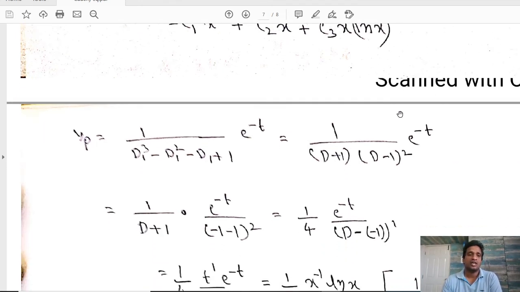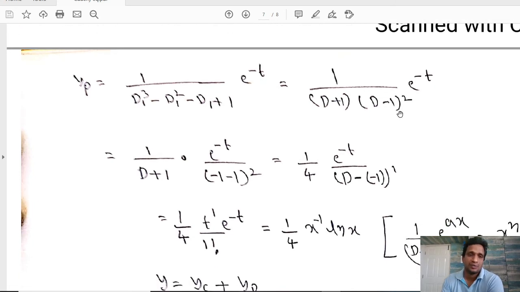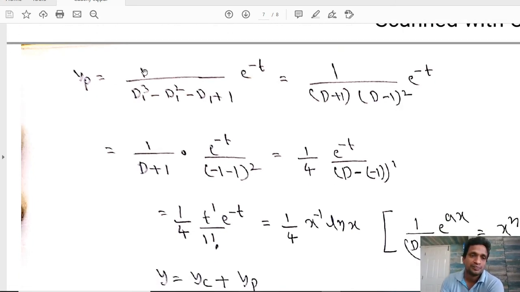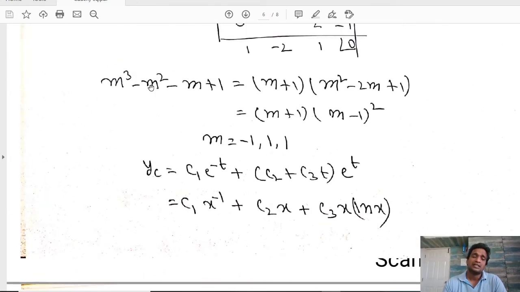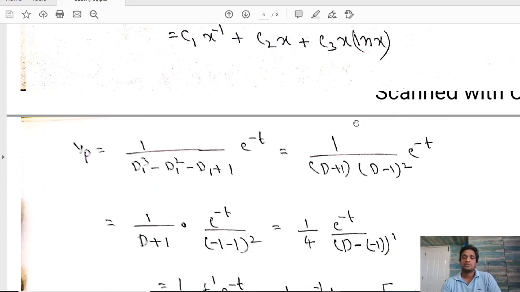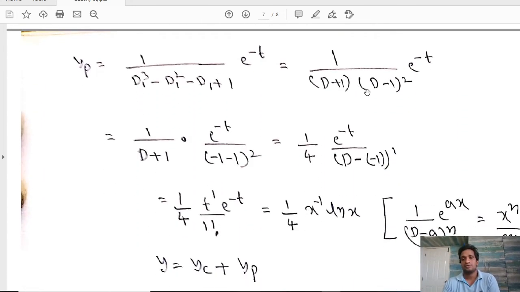Let's find out the particular integral for this one. So yp will be 1 by (D1 cube minus D1 square minus D1 plus 1) into e^(-t). For easy simplification, I have written this as (D plus 1) into (D minus 1) whole square. No need to do this again, already in the auxiliary equation we got this value as (m plus 1) into (m minus 1) whole square. So the same value we are using here, (D plus 1) into (D minus 1) whole square. So it is in the form of e^(at).